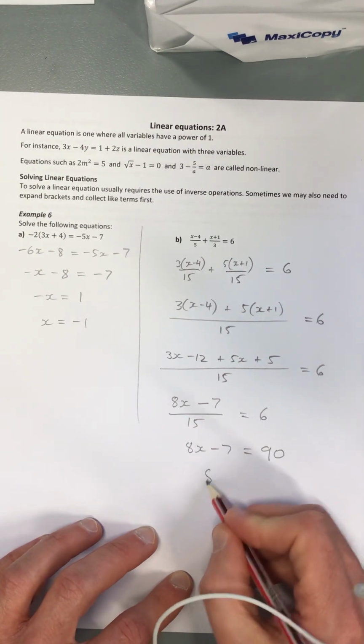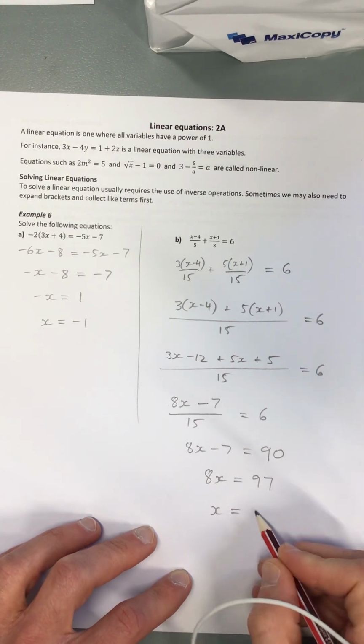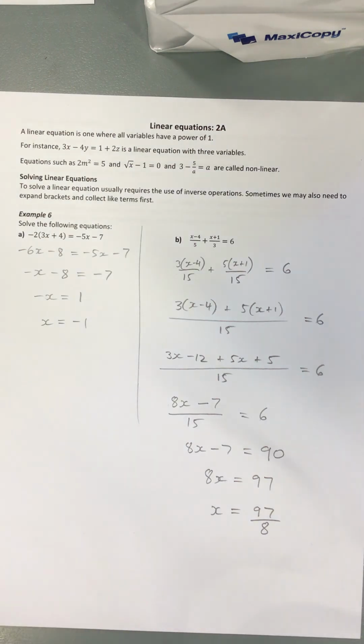Add 7 to both sides. 8x equals 97. Divide both sides by 8. We get x equals 97 over 8. That is a fraction, it's not a whole number. It can't be simplified. Sometimes that's just what your answer is going to look like. But x equals 97 on 8 will be the solution to that equation.